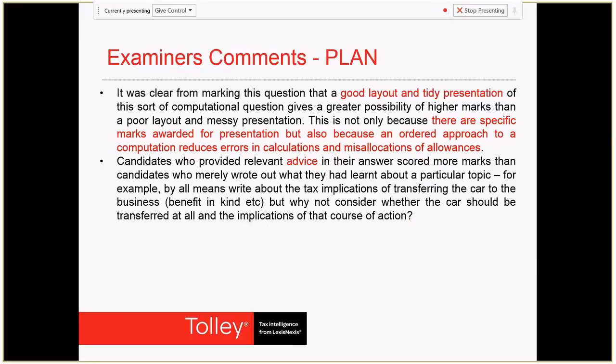Advice. Especially for the CTA exams, Chartered Tax Advisor, give advice. Don't say to a client, well, you could be this, it could be that, thank you, walk away. They want to know what they should do. So try and give advice. Where possible, don't just tell them you could do this, you could do that, you could do the other, and then not say what would be best. Say what would be best.